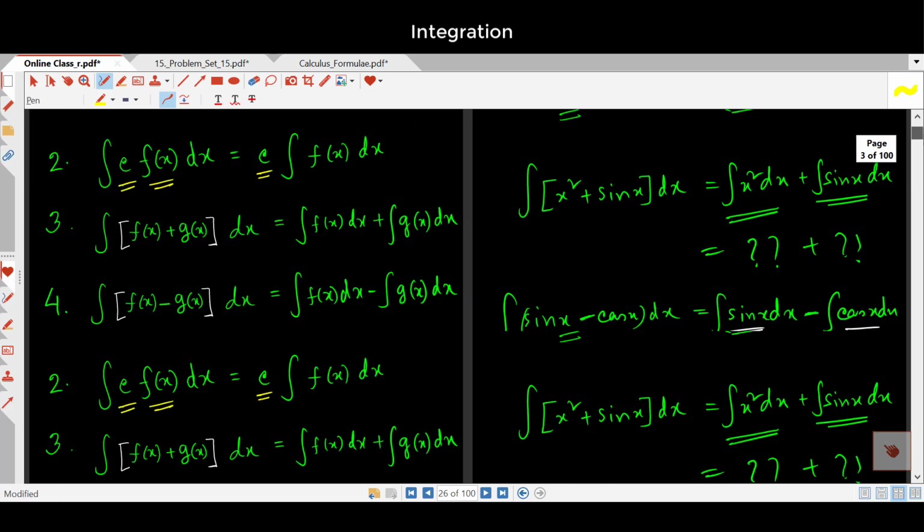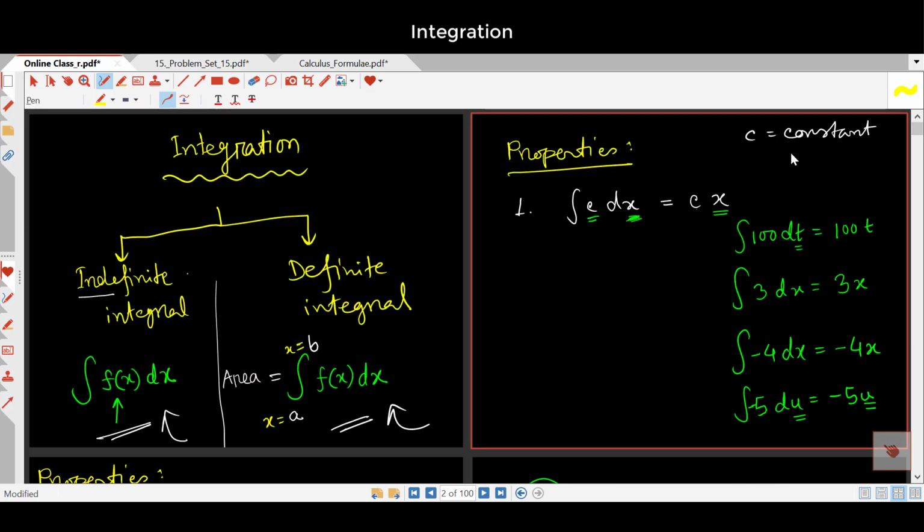So that is about integration. So this is the review of integration, and I am closing the session here.